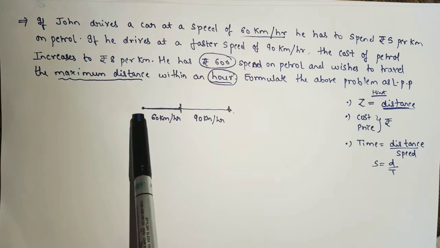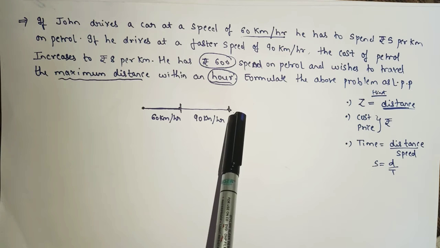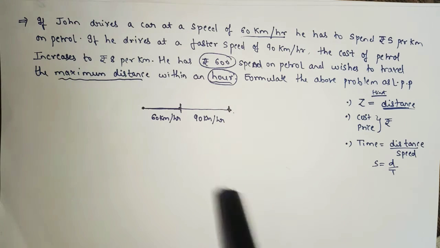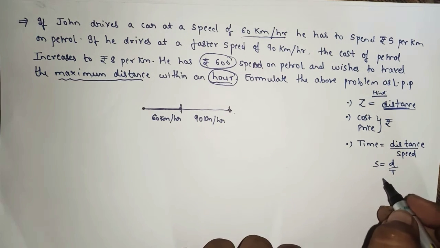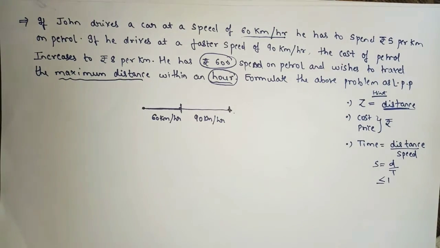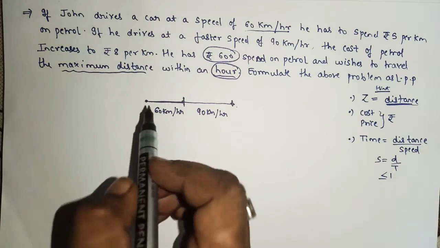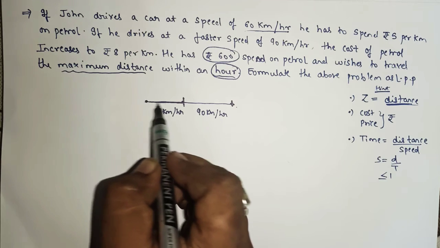Assume that he started his journey from this point and he has to cover a maximum distance within an hour. So from here to here he has to cover a distance within an hour only. Okay, that means we can say less than or equal to 1. Within an hour he has to cover either the distance in less than 1 hour or exactly at 1 hour. He wishes to travel the maximum distance within an hour. So whenever the phrase 'within an hour' comes, it means less than or equal to.